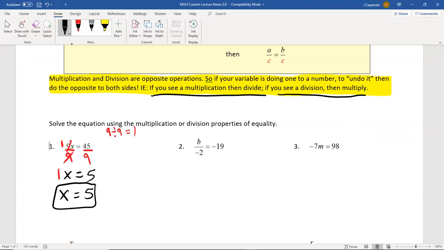Let's look at problem number 2, and I'm gonna rewrite the original problem just for the sake of space, like so. So on the left side now, again, I don't care about a side that's just a number and doesn't have a variable. I don't want to look at that. It might just confuse me. So the variable is dividing by -2. The opposite of dividing is multiplying. So we're going to multiply both sides by -2.